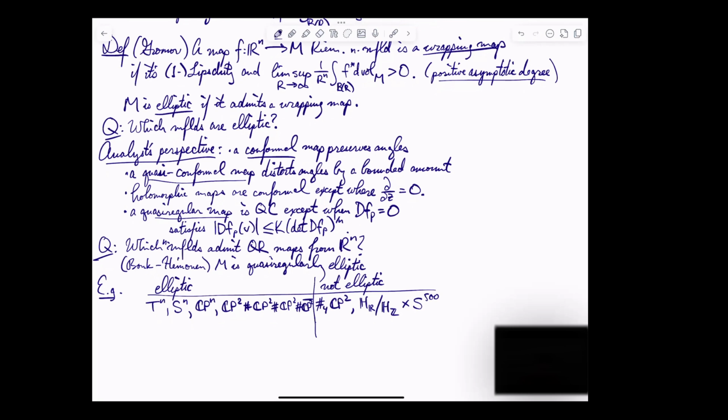Here's another example of an elliptic manifold. If I take a bunch of Sn cross Sns and connect sum them together, this is elliptic for R at most, I think it's 2n choose n over 2. And not elliptic higher than that.